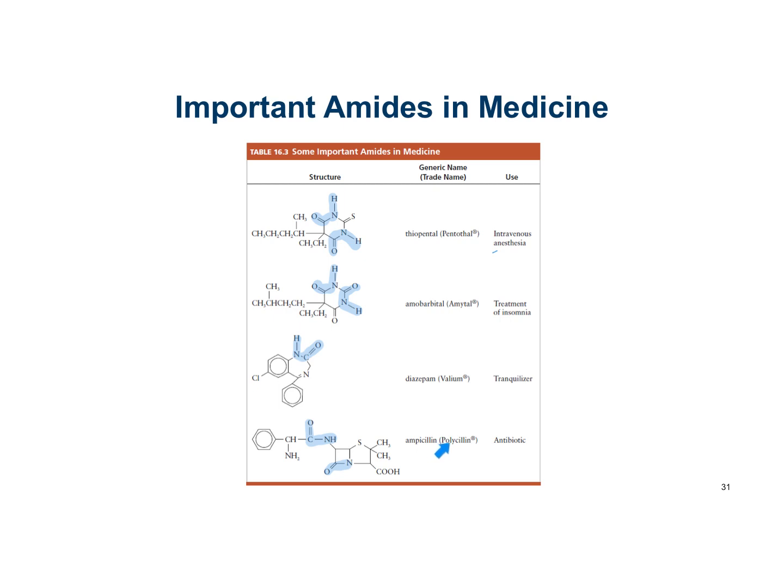Ampicillin, which is known by its trade name Polycillin, is an antibiotic, and that's one that I've personally come in contact with. Valium has an amide. It's used as a tranquilizer. There are treatments of insomnia as well as intravenous anesthesia as well. So we see these pop up in biochemistry and in medicine quite frequently.